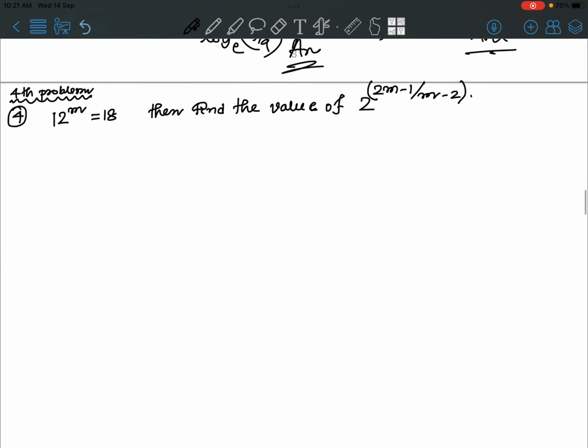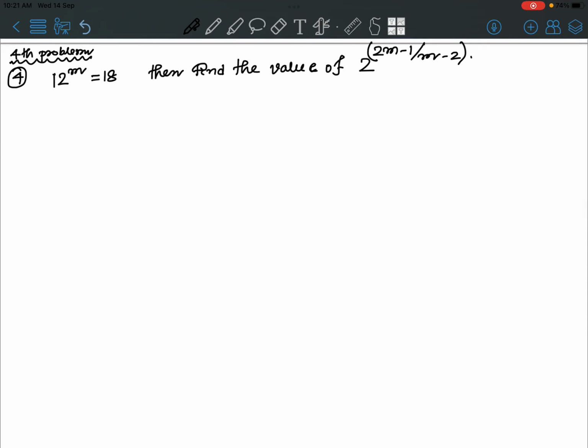Now we will solve the fourth problem. The fourth problem is 12 to the power m equals 18. Then find out the value of 2 to the power (2m minus 1) divided by (m minus 2). Let's start with 12 to the power m equals 18. How are we going to solve it?